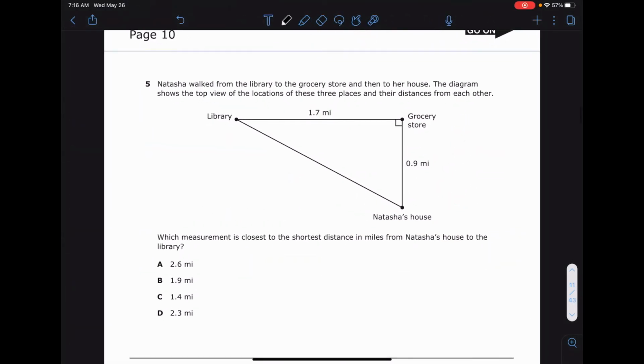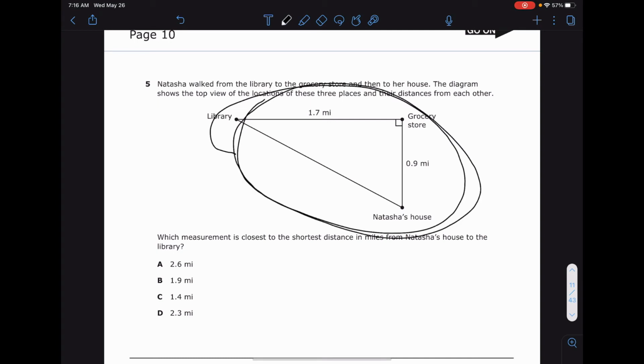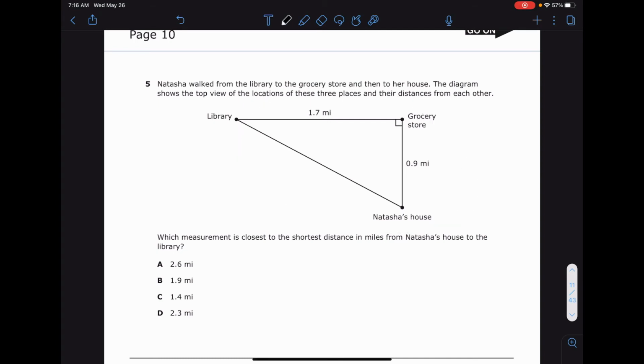Alright, now number 5 in the packet. Número 5 en el paquete. It says Natasha walked from the library to the grocery store and then to her house. Natasha, what is walked? Caminó from the library. What is the library? Librería, to the grocery store and then to her house. The diagram shows the distance, la distancia. Which measurement, what is measurement? ¿Cuál medida is closest, más cercano?